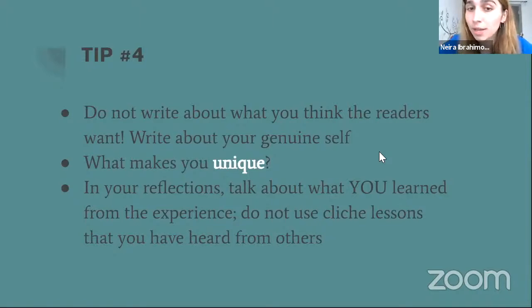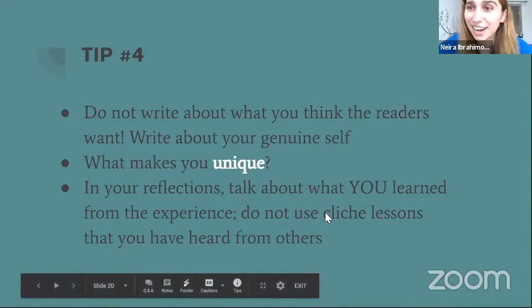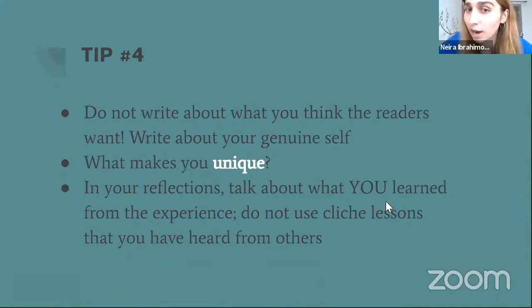What you should do, though, is really focus on the experiences in your life that truly made an impact on you, that you can really resonate with, and then write about it in a way that shows that impact. The more passionate you are in your writing, the more it'll come off to the readers and the more powerful your story will be. So in your reflections, talk about what you learned from the experience. Try to avoid cliche lessons that you've heard from others, just because college readers read so many essays and they've probably heard all of the cliches before. So try to keep it original with the lessons that you learned.